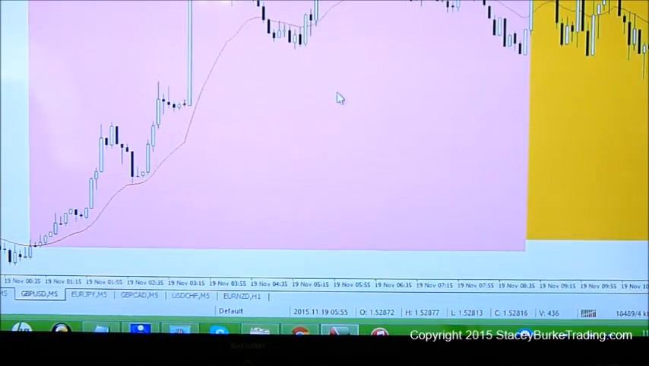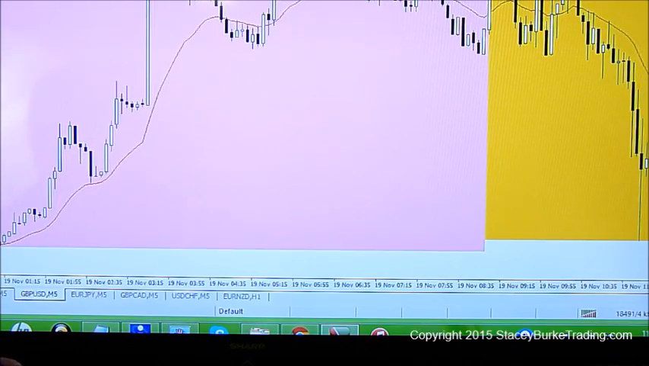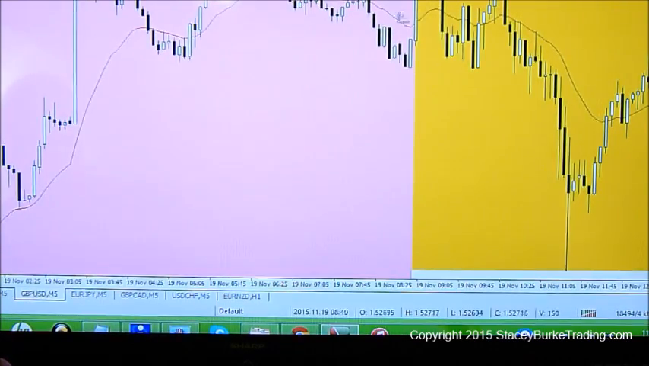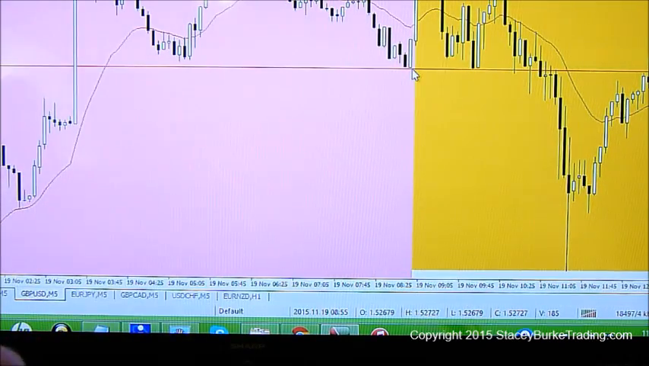So we scroll over, we see the bears, bang, break out. Okay, so we saw that initial level take place here. Okay, let's see what happens.